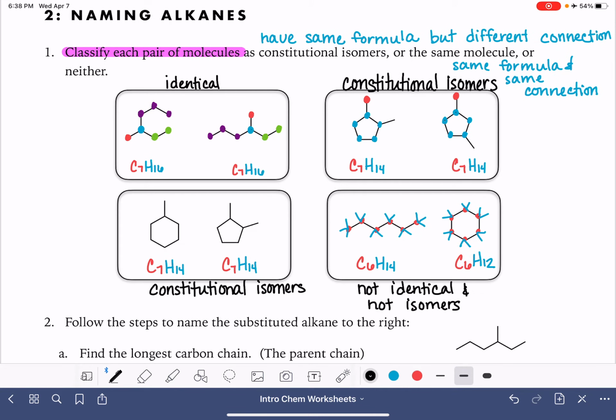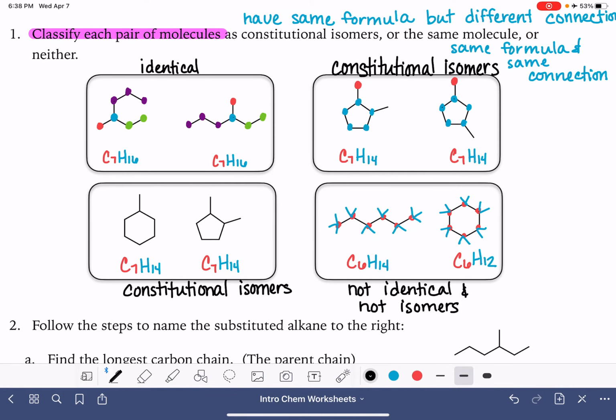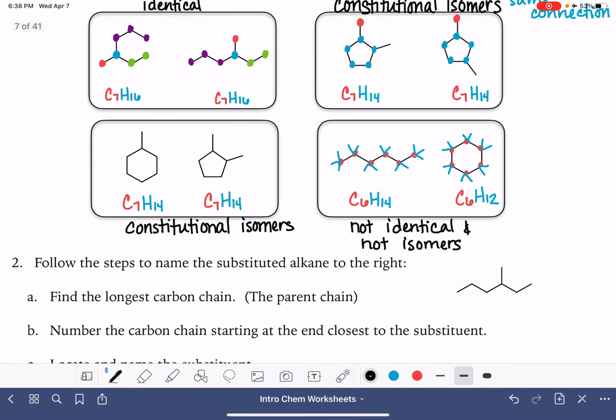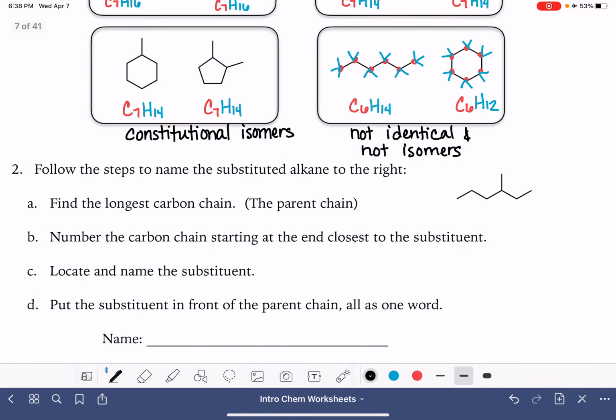So now that we've practiced that, and this is actually really relevant to naming molecules, we're going to start working on learning how to name molecules. We're going to begin by learning how to name this molecule right here. There are basically 4 steps that we want to take when we're naming a molecule. The very first thing that we need to do is find the longest carbon chain.